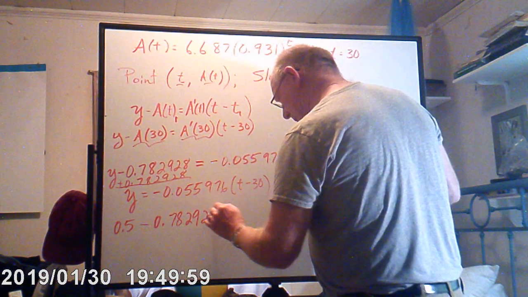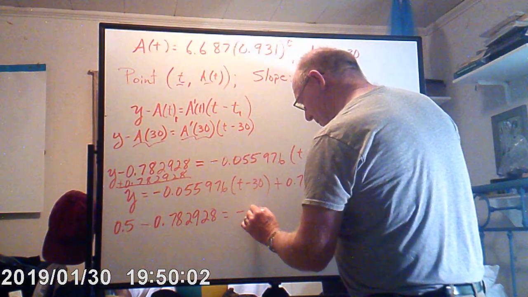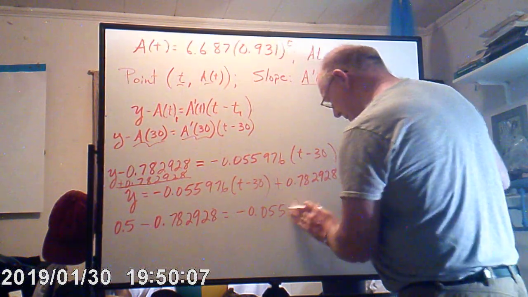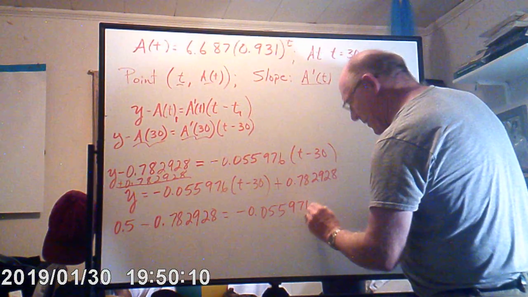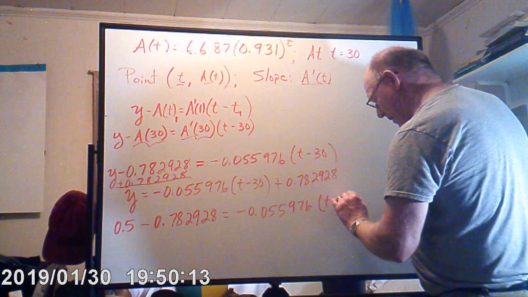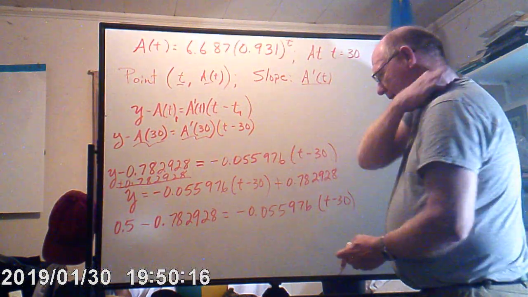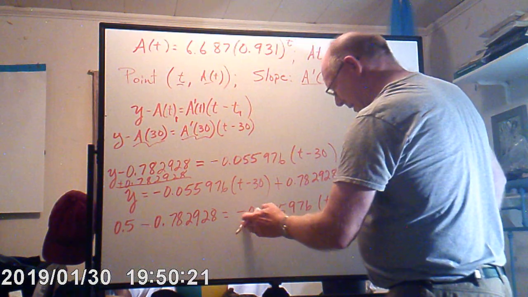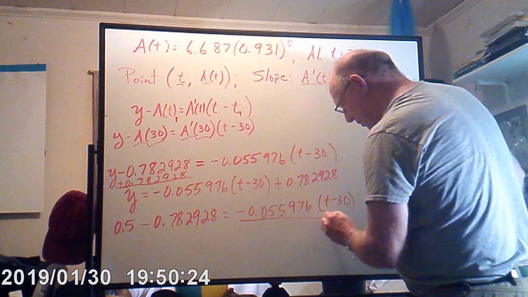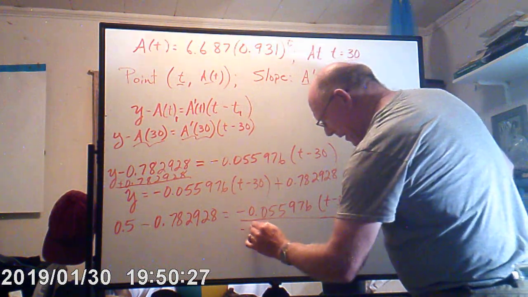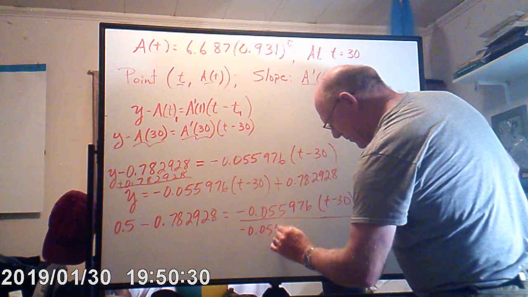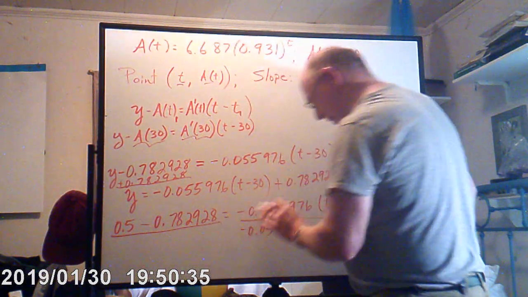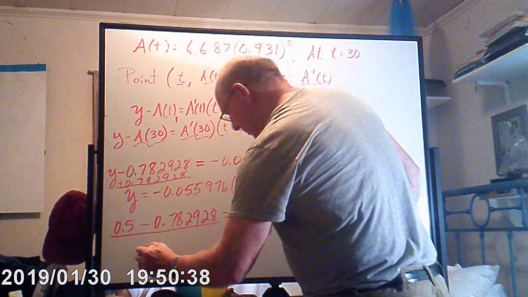0.78782928 is equal to negative 0.055976 times t minus 30. I like to just go ahead and, if you want to, you can distribute that, but I think we'll just divide this side here, both sides, by negative 0.055976. I've got such a long number in front here, so I'm just going to simply divide by that.